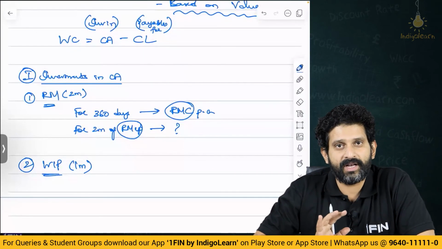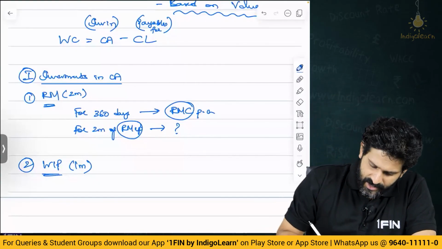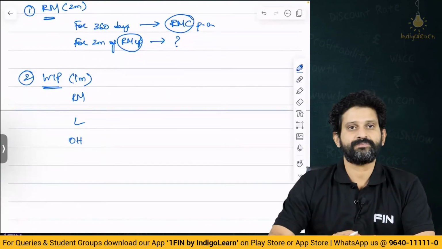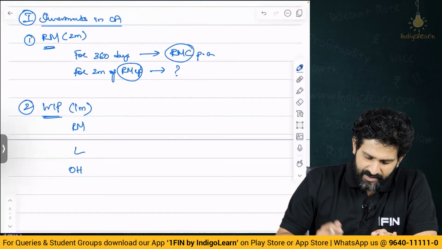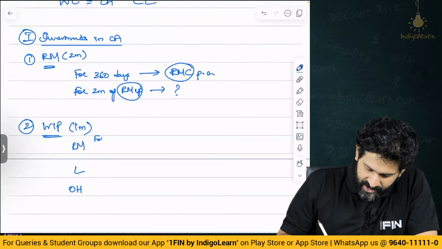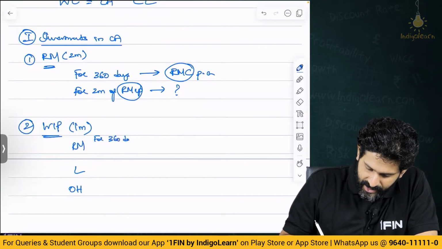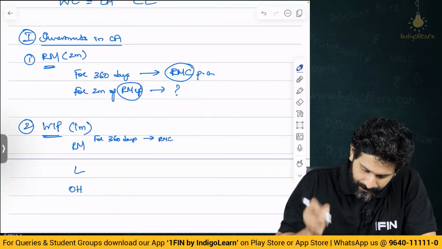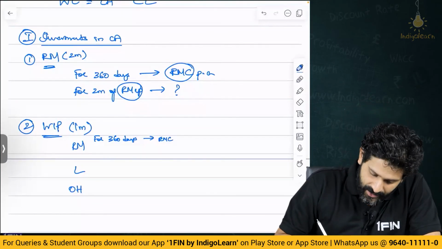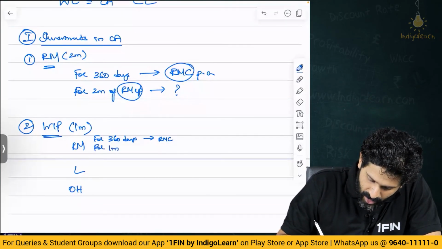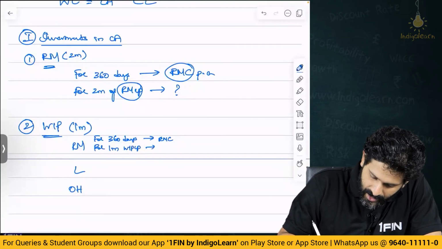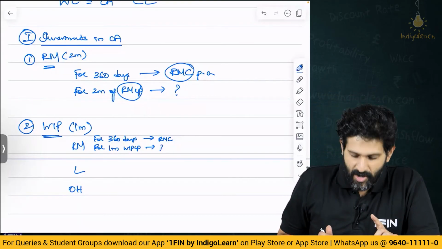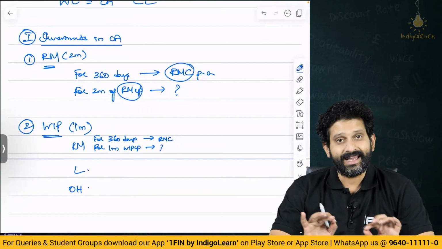Work in progress, how do we take? Now, work in progress again has 3 parts. What are the 3 parts? Sir, we have raw material, we have labor, and we also have something called overheads. So, raw materials again the same style. For 360 days, what is the cost of raw material consumed? Then for 1 month of work in progress conversion period, how much will have to be blocked? Absolutely yes, 100%. But for the purpose of labor and overheads, we will not take it like this.